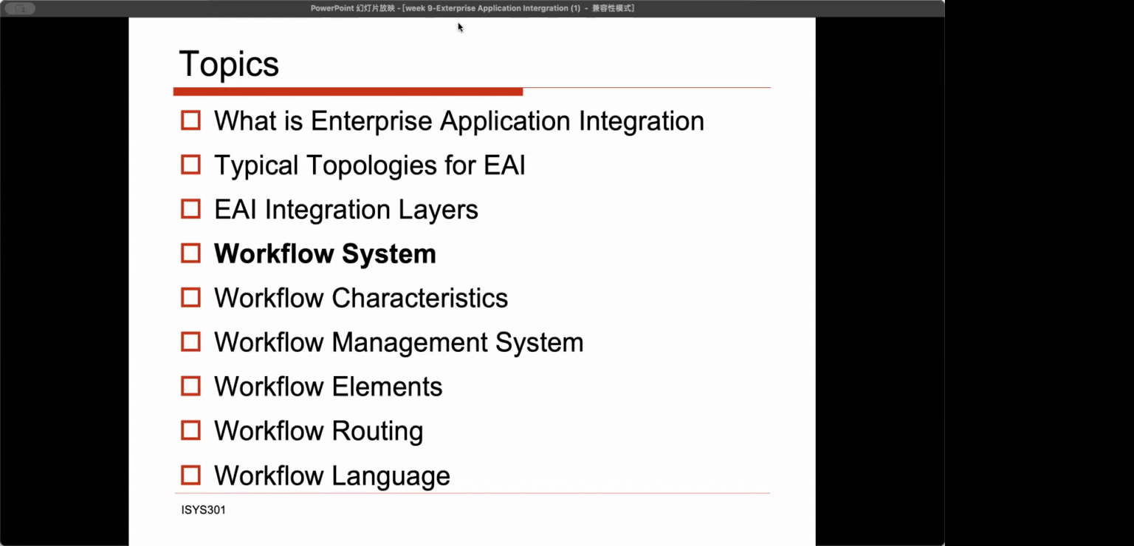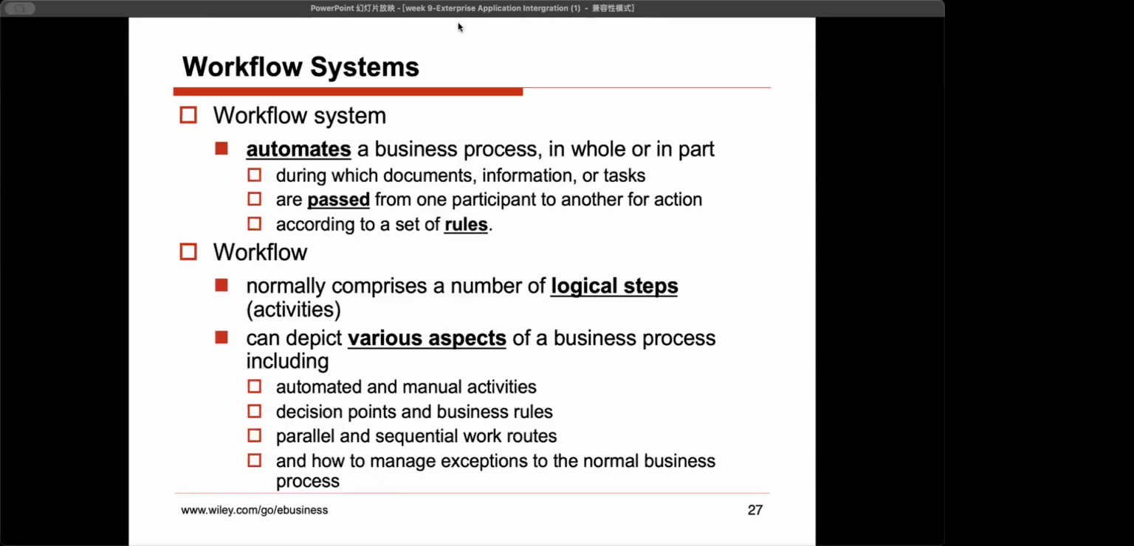And the next one is the workflow system. The workflow system automates a business process in whole or in part, during which documents, information or tasks are passed from one participant to another for action, according to a set of rules. Okay, and workflow normally comprises a number of logical steps.